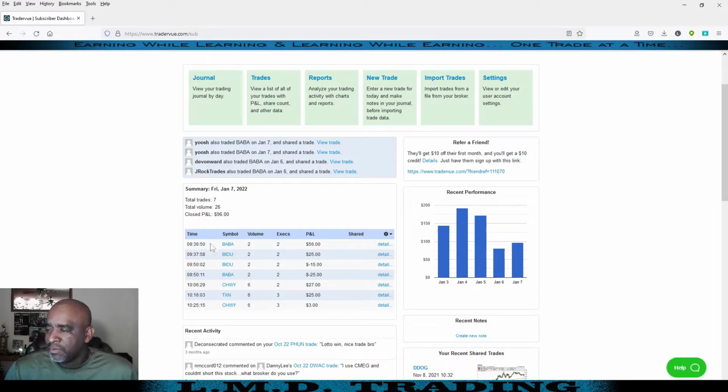So first trade that we got in was at 9:36. Last trade that we took was at 10:25. So we were in the market about an hour and pretty much hit our goal. Our goal every day is to make $96, and that's risking $25 per trade. So we're risking 25 with the goal of making 2 to 1 on our money.